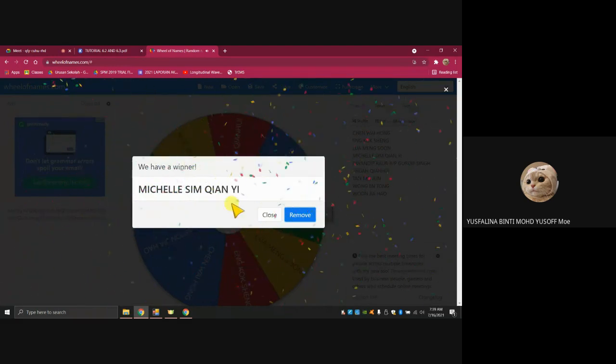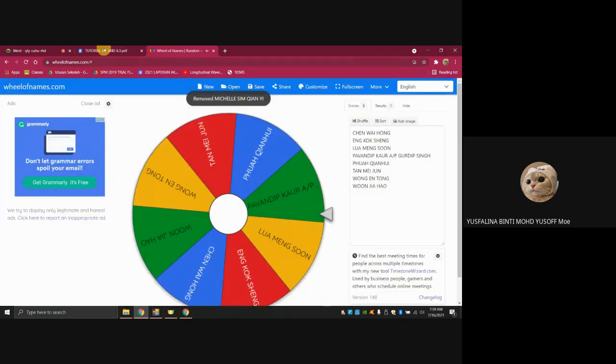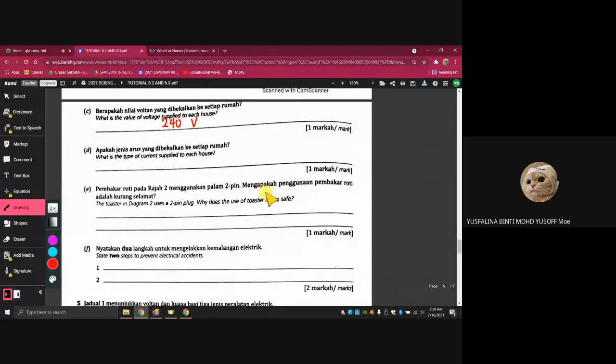Okay, Misha Sim Chian Yi, you are here, right? What's the answer for this one? For D, what is the type of current supplied to each house? There are two types of current: the first is alternating current and the other is direct current. Which type of current do we receive in our house? Yes, alternating current. So the answer is alternating current. Okay, the next one.